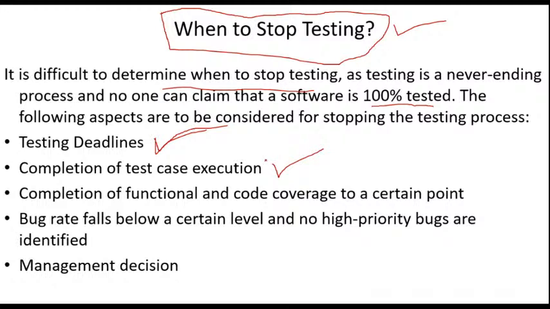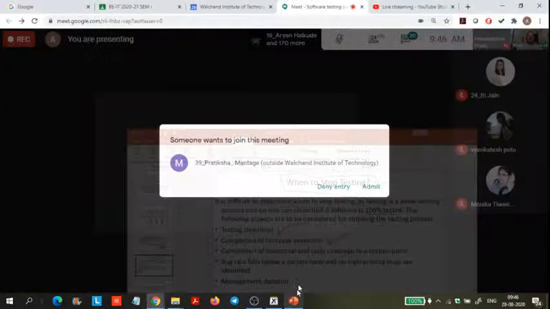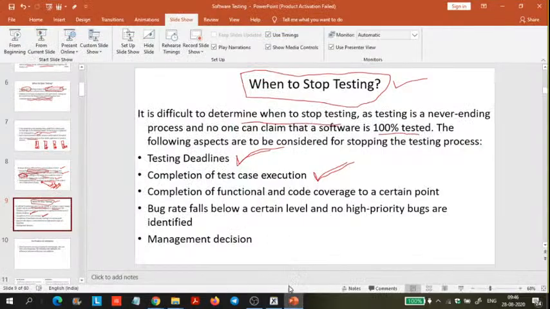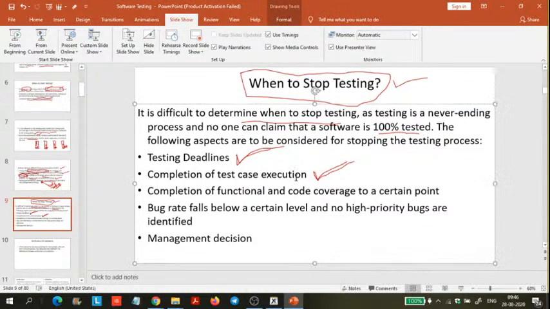Then completion of the test case executions. Completion of the test case executions means you have executed all the test cases. If there are 100 test cases, and we completed all 100 test cases, okay, your testing is completed. Completion of functional and code coverage to a certain point.